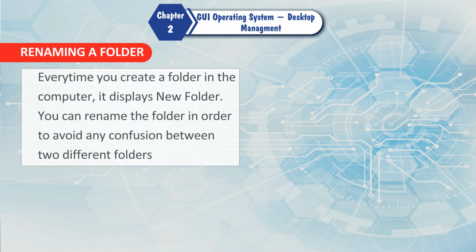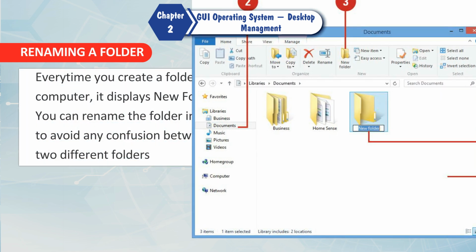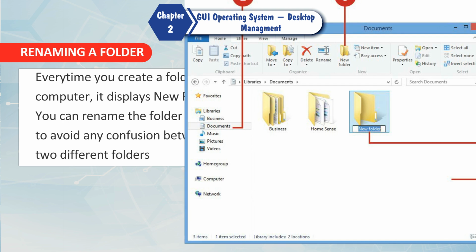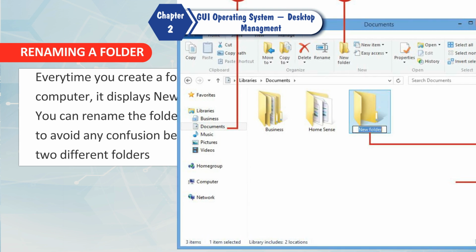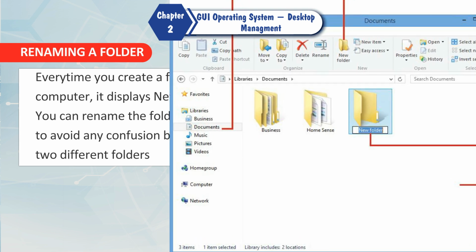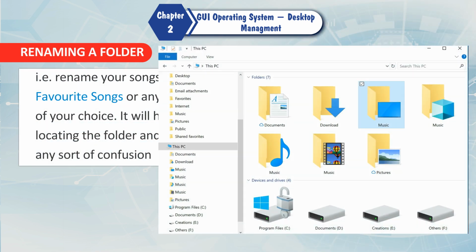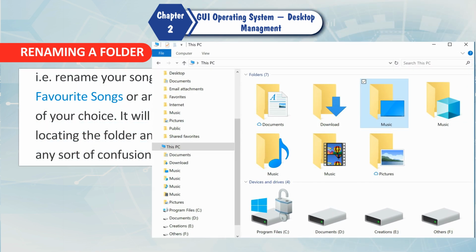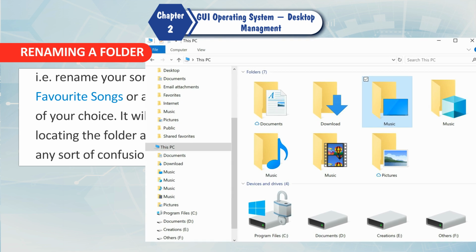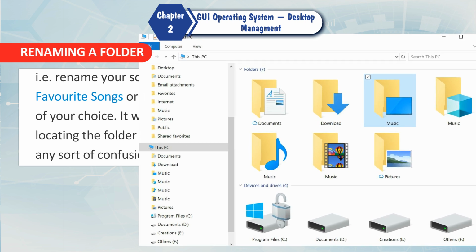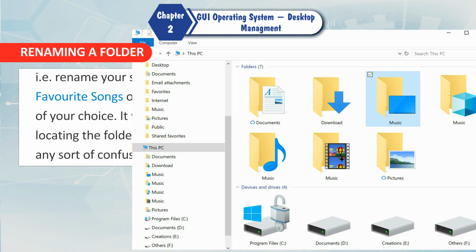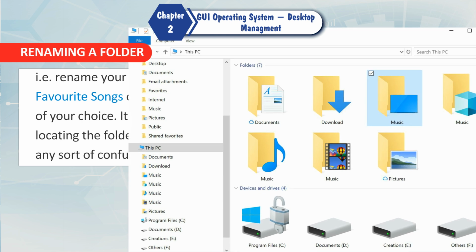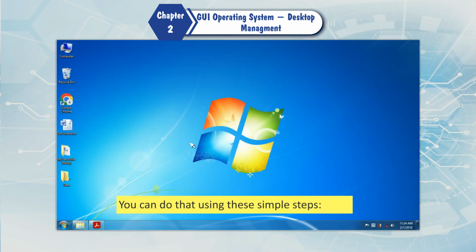Renaming a folder. Every time you create a folder in the computer, it displays New Folder. You can rename the folder in order to avoid any confusion between two different folders. That is, rename your songs folder to My Favorite Songs or any other name of your choice. It will help you in locating the folder and will avoid any sort of confusion. You can do that using these simple steps.